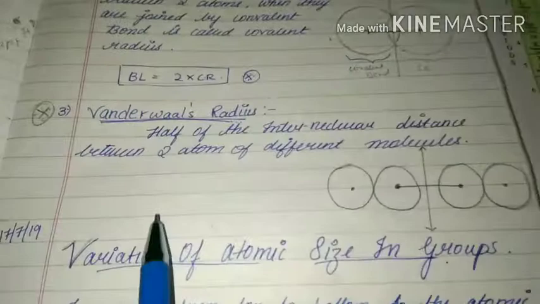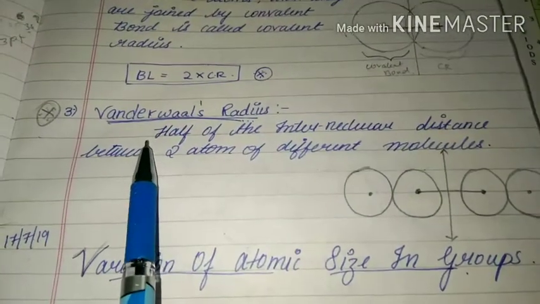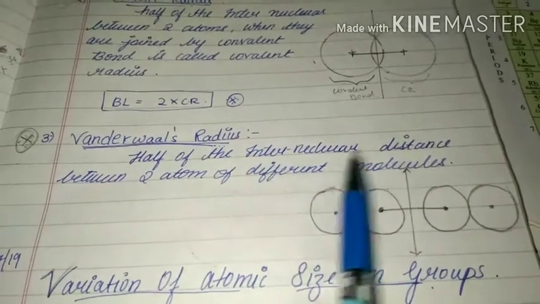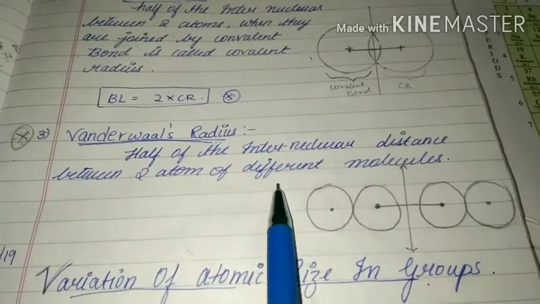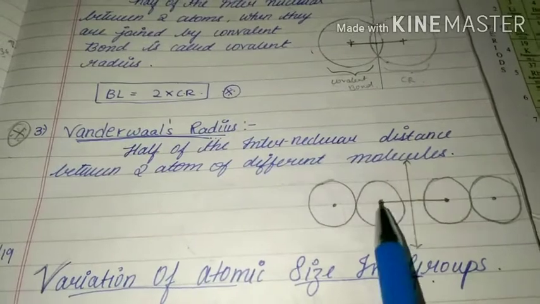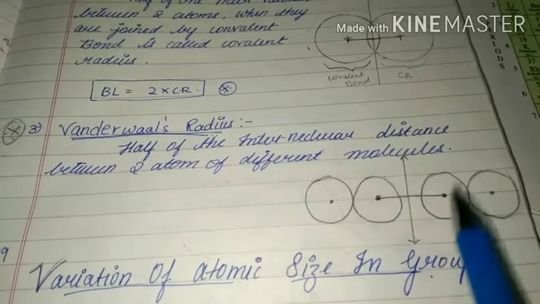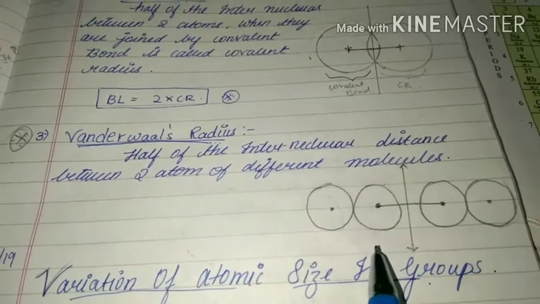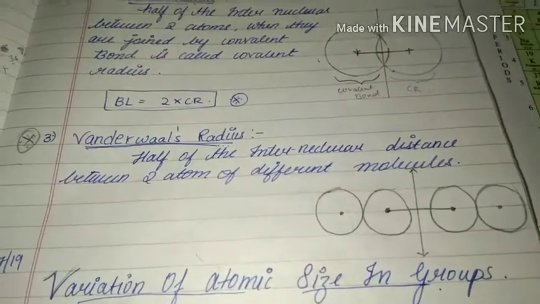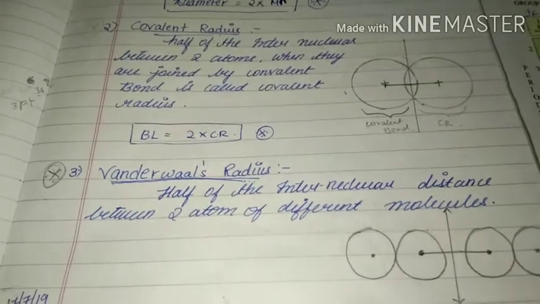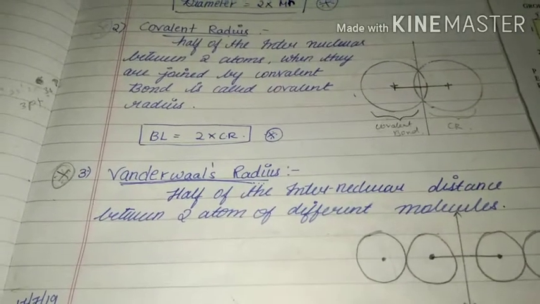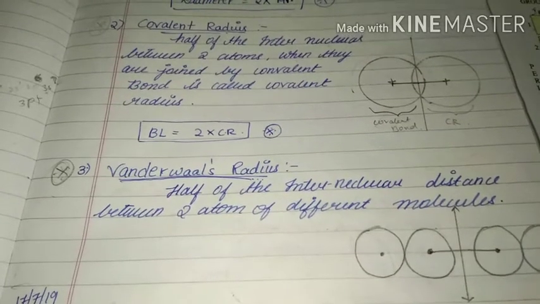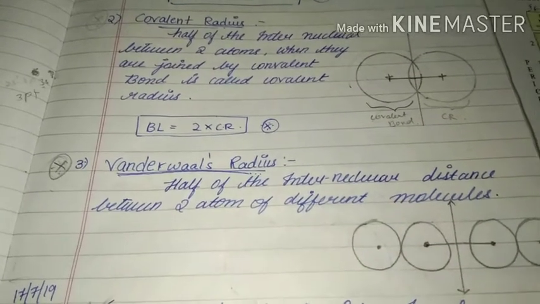Next, the last one, that is van der Waals radius. So what is the definition? Half of the internuclear distance between two atoms of different molecules. This is one atom, this is another atom. That distance is called van der Waals radius. So this is about the types of atomic radius. Thank you.